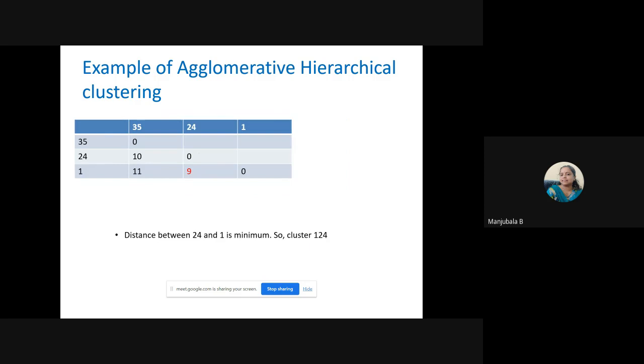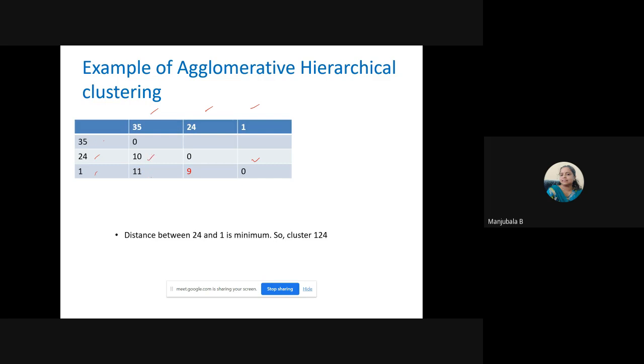Similarly, you have to update the distance matrix here also. So this is 3, 5, 2, 4, 1, 3, 5, 2, 4, 1. All the primary diagonals are 0. And by using this complete linkage criteria, that is, by using the maximum value, the distance matrix will look like this: 10, 11, 9, 0.